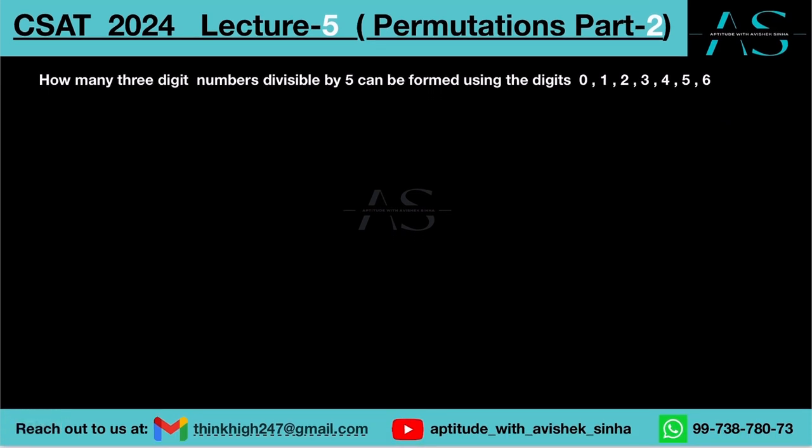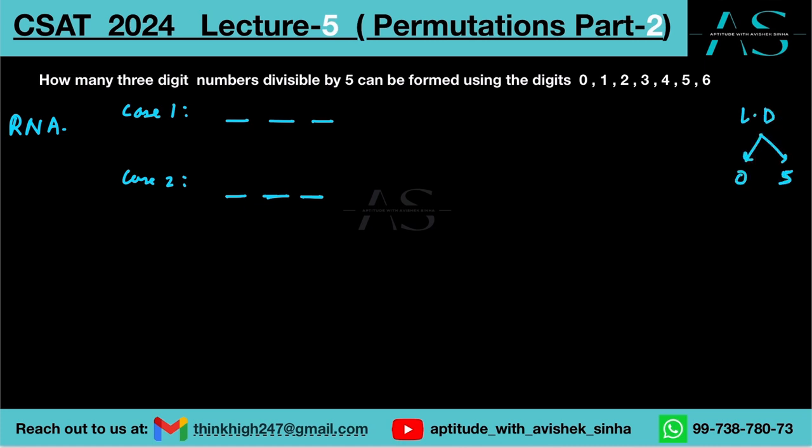How many 3-digit numbers divisible by 5 can be formed using the digits 0, 1, 2, 3, 4, 5, 6? Very important question. Always try to solve this question by forming cases. Always. Case number 1 and case number 2. Divisibility rule of 5 says the last digit can be either 0 or 5.